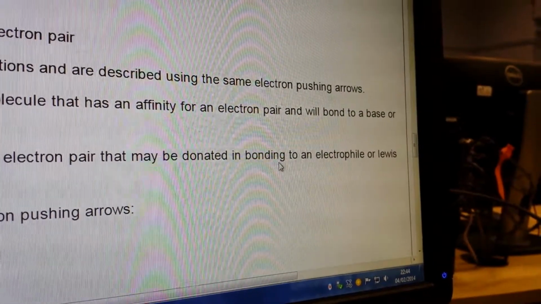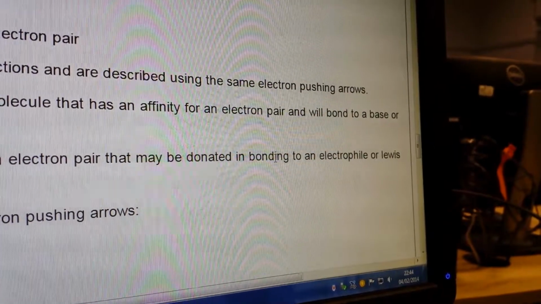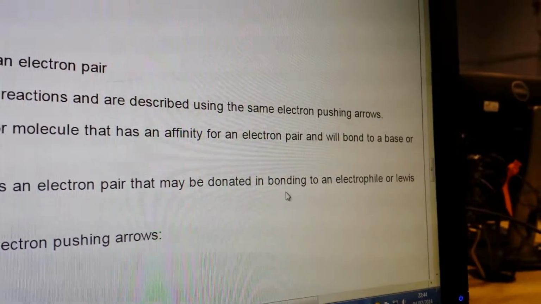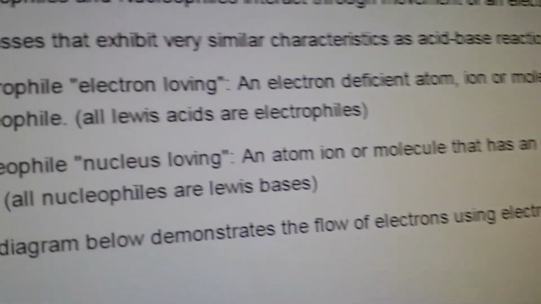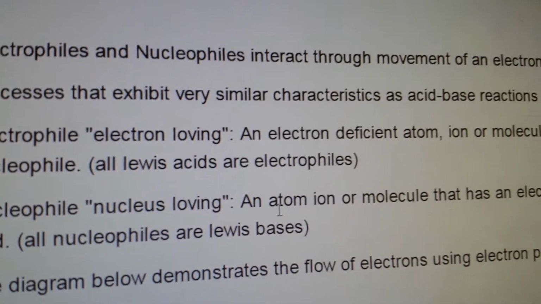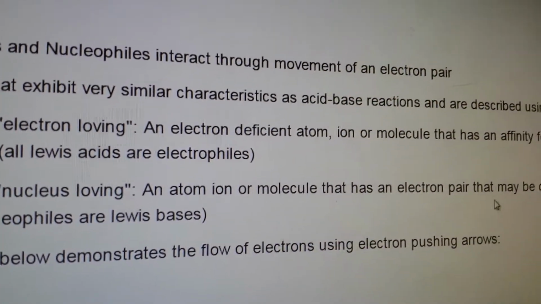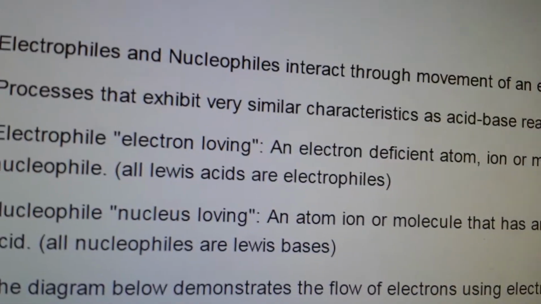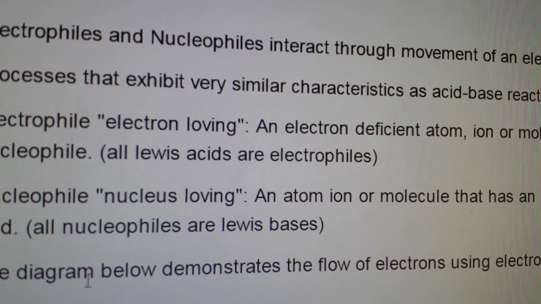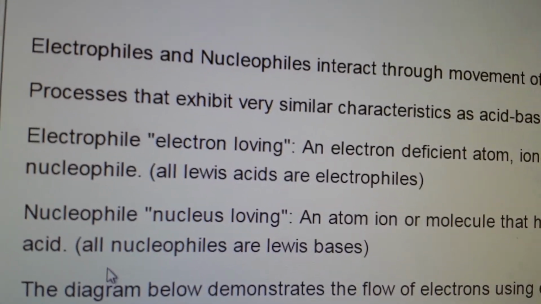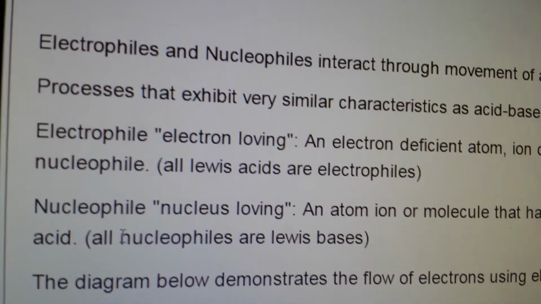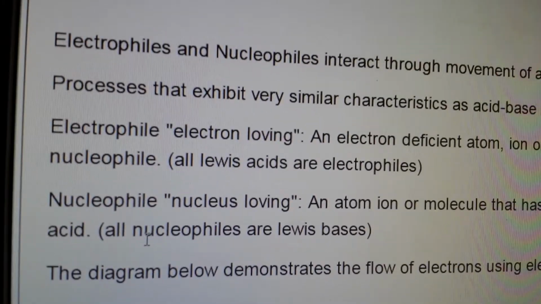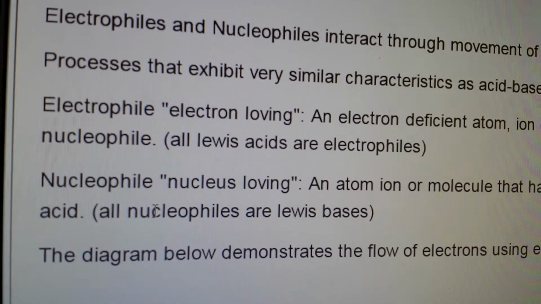A nucleus-loving species is a positive charge loving species, which means protons, H plus loving species. A nucleophile is an atom or molecule that has an electron pair that may be donated in bonding to a Lewis acid. All nucleophiles are Lewis bases. They have electrons, so they can give them to a proton, and a proton is a nucleus, so they are nucleus lovers, nucleophiles.